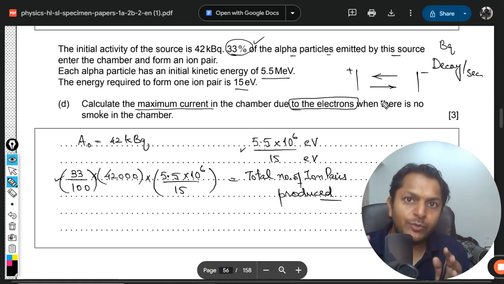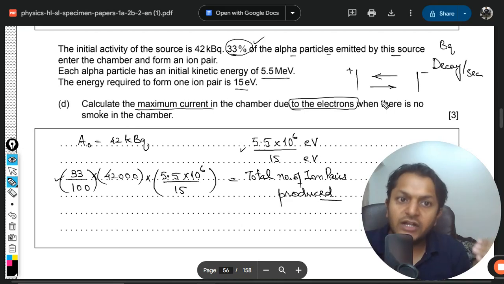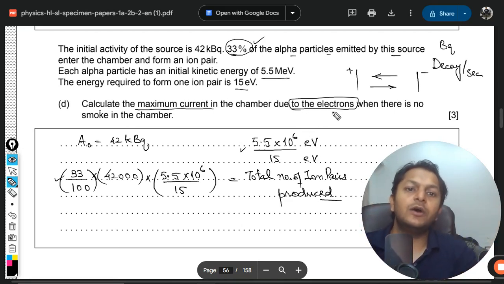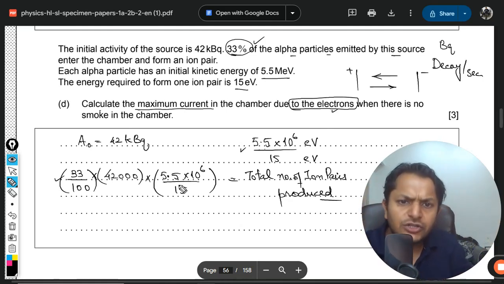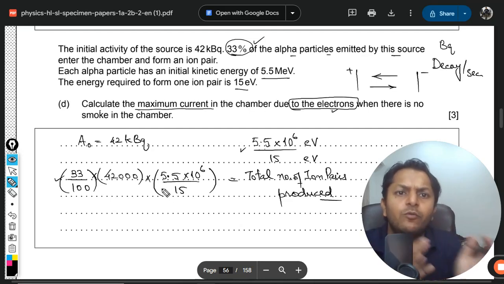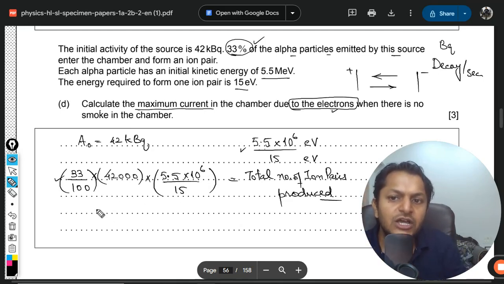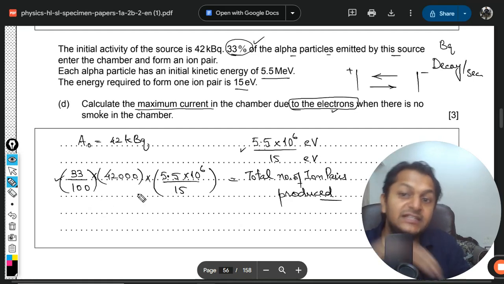Because in one ion pair there is one electron and one positive charge, they are moving in opposite directions. So current is because of the electron as well as because of the ion. But the question is asking only for the electron, so we are not multiplying by 2 here. So these many electrons are moving from one plate to another, and we are only concerned with the electrons. So what is the total current? This is the number of electrons.